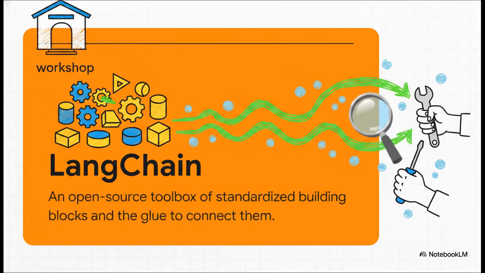LangChain is a wildly popular open-source framework specifically designed for building applications powered by large language models. Think of it conceptually as a physical workshop. It's essentially a toolbox filled with standardized building blocks, plus the magical glue needed to connect them all together seamlessly. You aren't starting from scratch here. You are walking into a fully stocked shop ready to build.